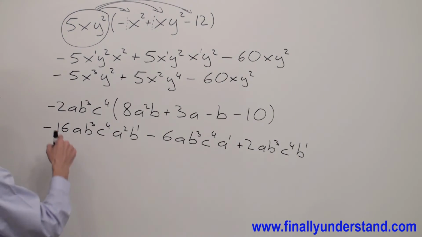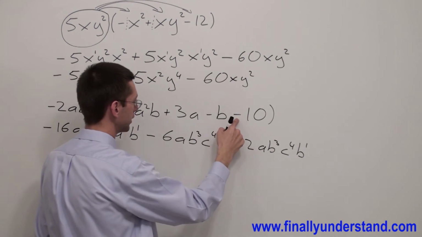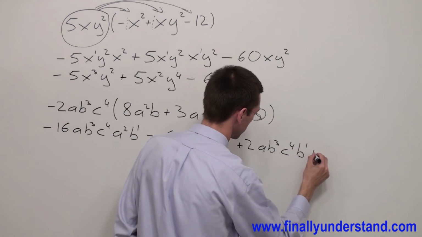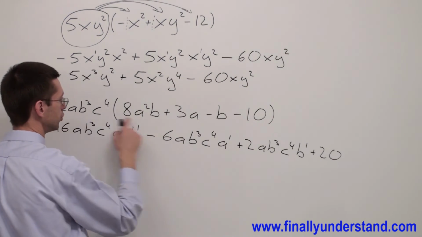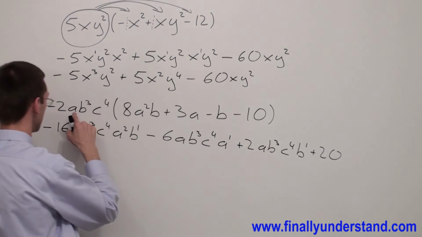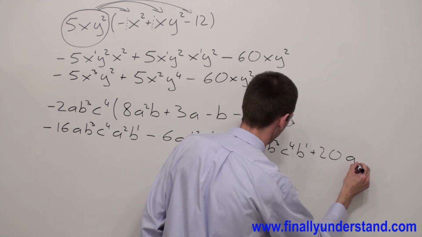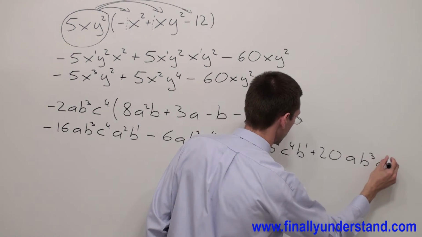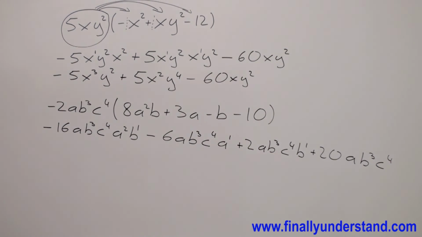Next, I have to multiply this binomial by negative 10. Negative times negative gives me positive 20. Because I have 2 times 10, I have 20, and I simply copy all these three variables, which I have: a, b to the third, c to the fourth. As I said, I'm doing everything step by step.